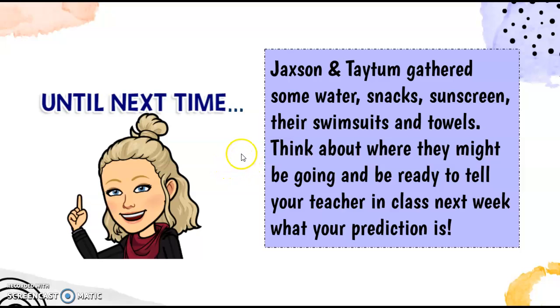Jackson and Tatum gathered some water, snacks, sunscreen, their swimsuits, and towels. Think about where they might be going and be ready to tell your teacher in class next week what your prediction is. One more time. Jackson and Tatum gathered some water, snacks, sunscreen, their swimsuits, and towels. Think about where they might be going and be ready to tell your teacher in class next week what your prediction is. Where do you think they're going?